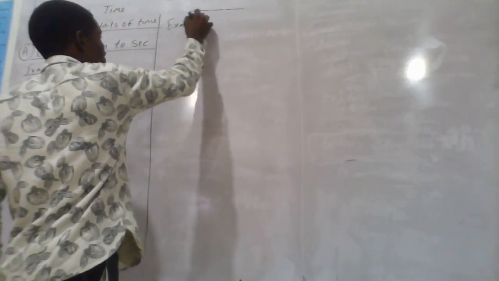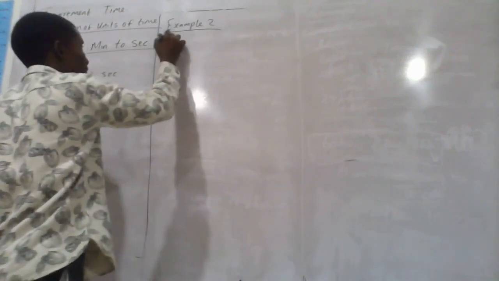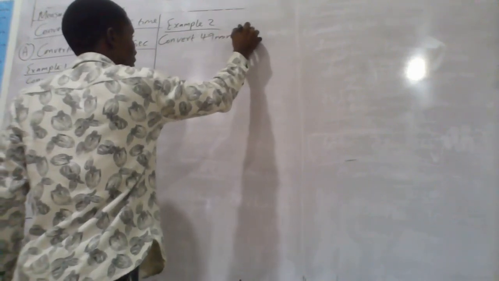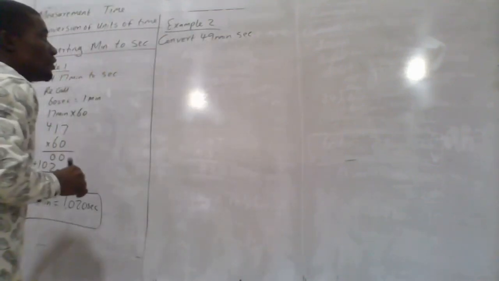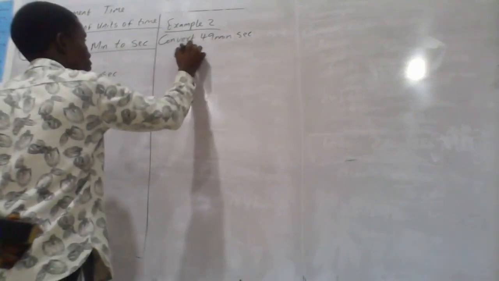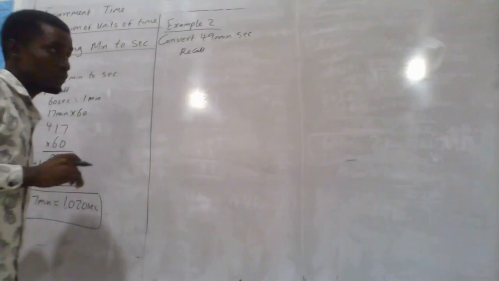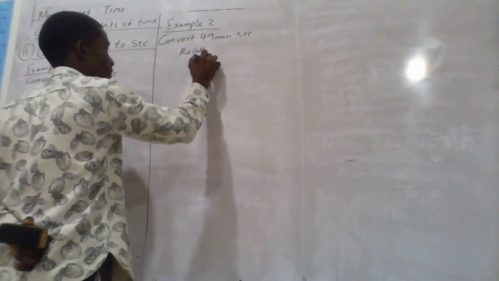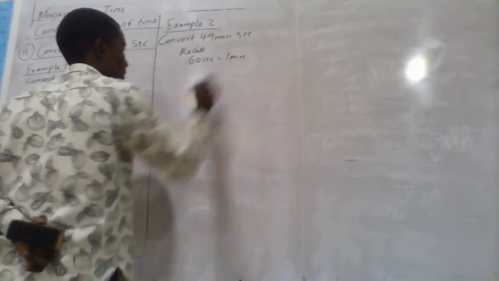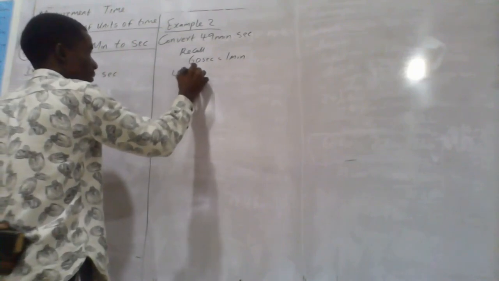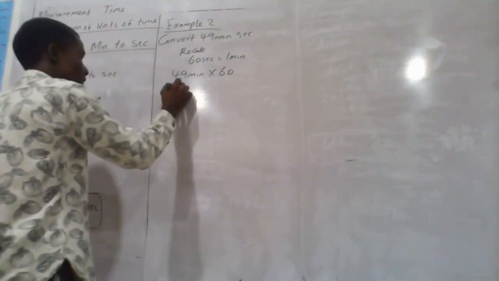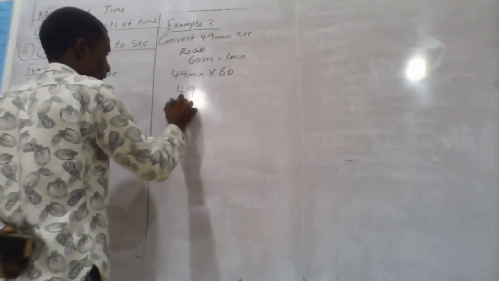Let's take another example. Example 2. Let's convert 49 minutes to seconds. Always take note of your records so that you won't have any problem when converting. So we recall that 60 seconds equals 1 minute. So we have 49 minutes times 60, because we are converting to seconds. So we have 49 times 60.